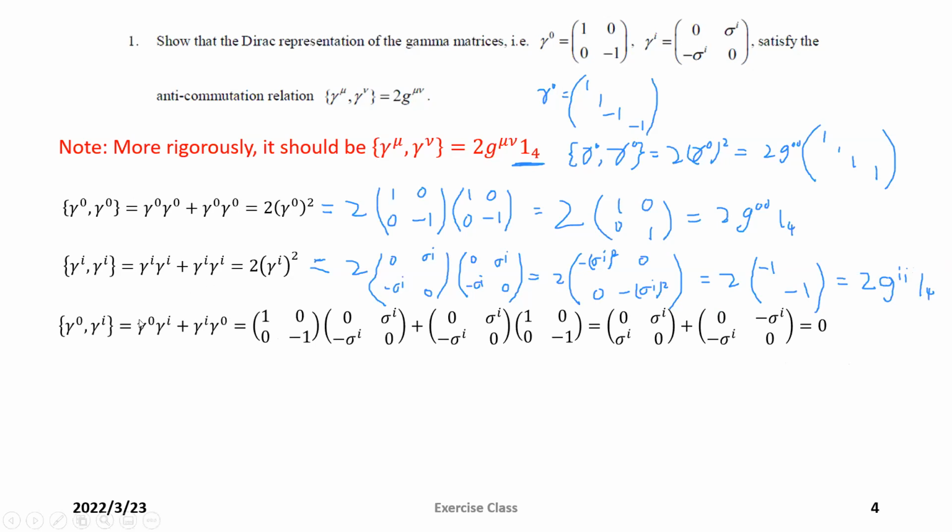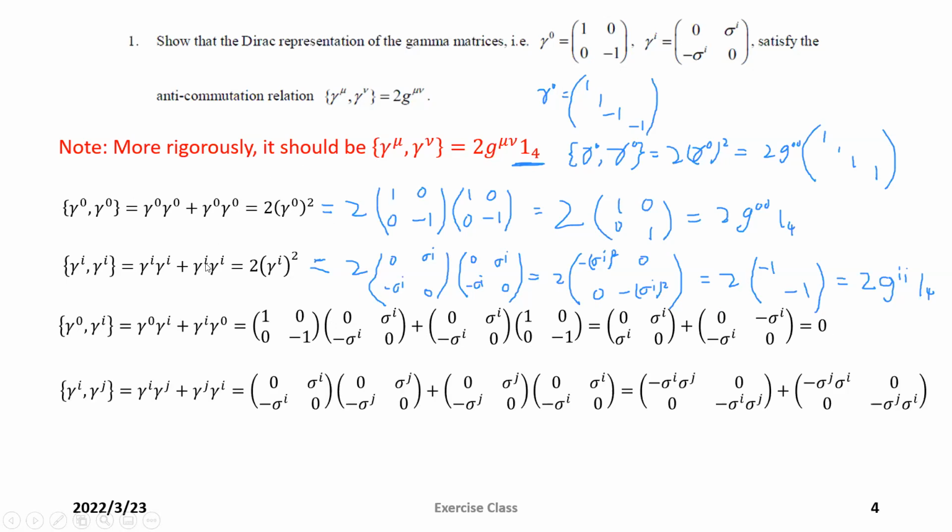We can then consider when the indices are not equal. First consider 0 and i. Similarly, we can just use the 2 times 2 block, and we can prove that it is indeed 0. And lastly, we can consider gamma i, gamma j, where i is not equal to j.